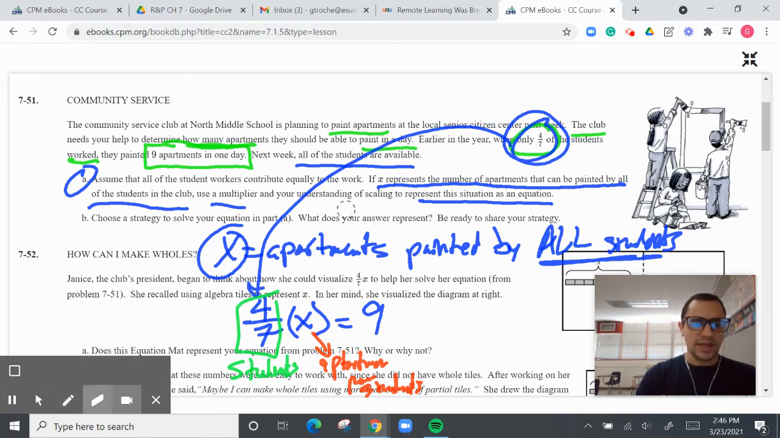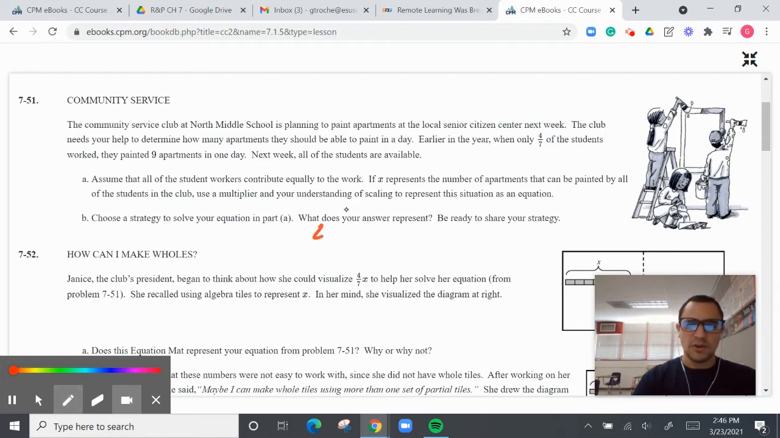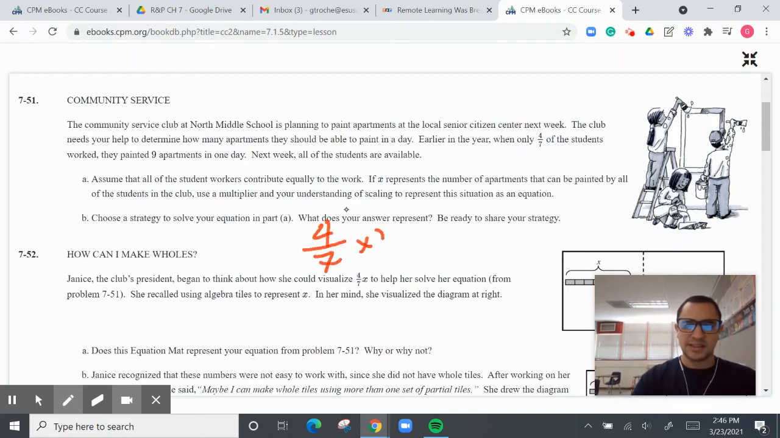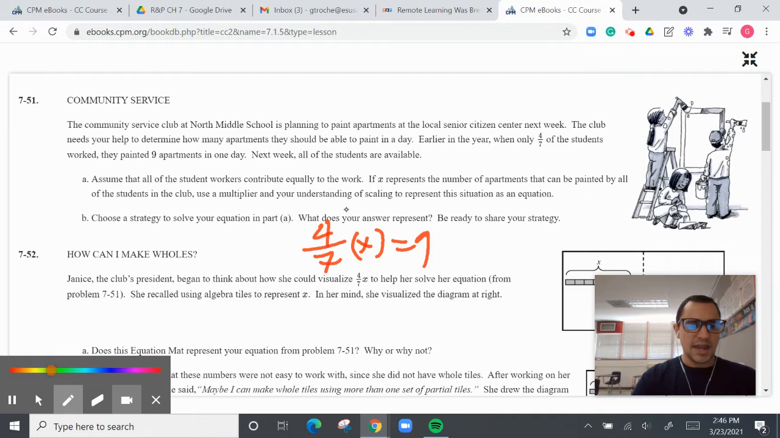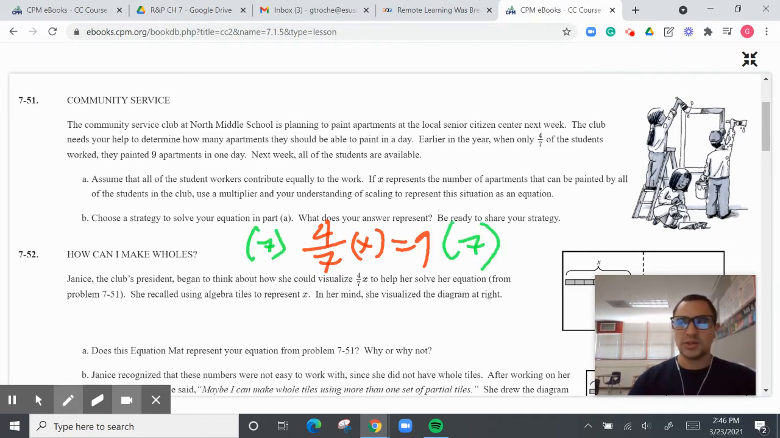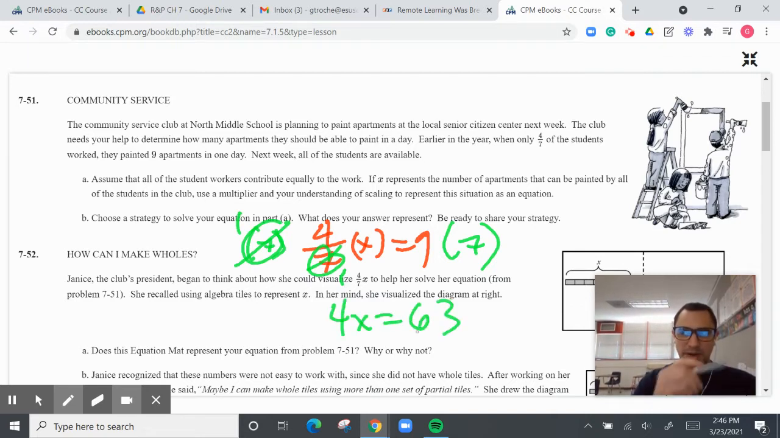I'm going to go ahead and clear the board. This is your equation. Write that down. What we have here is 4/7x equals 9. And what we do is we multiply by 7 on both sides. So if we multiply by 7 on both sides, the 7s reduce down to 1 on top and on bottom. So we have 4x equals 63.